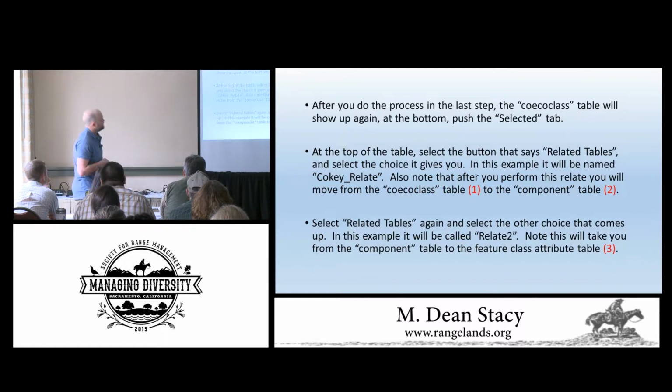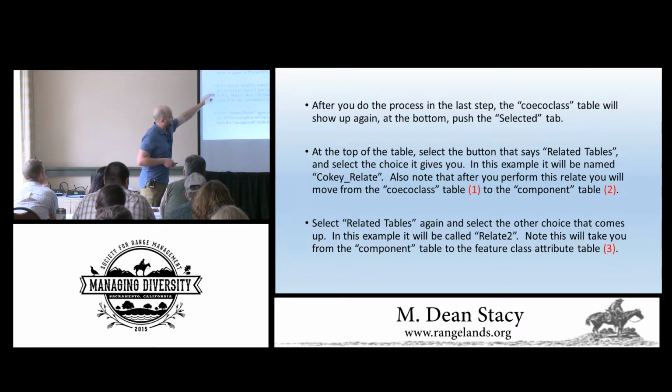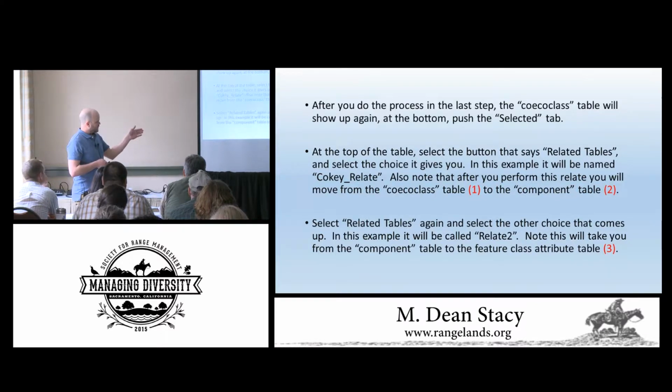Okay, in this first step, when I did the relates earlier, you were actually preparing the relate to happen, but you hadn't actually executed the relate. So in this step, you go up to the top of the co-eco class table, and you go to the related tables, and you select that first relate that I did a couple of steps ago. You'll be on the co-eco class table, and when you hit that relate, it'll bring up the component table. And I have these 1, 2, and 3 here. I'll show you in the next slide what I'm getting at.